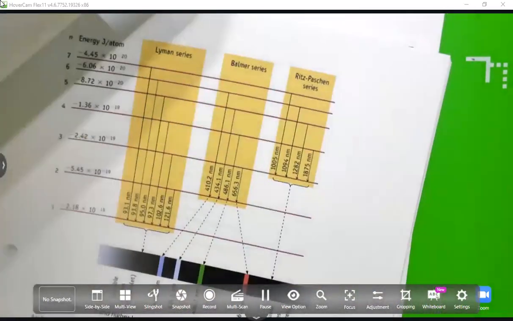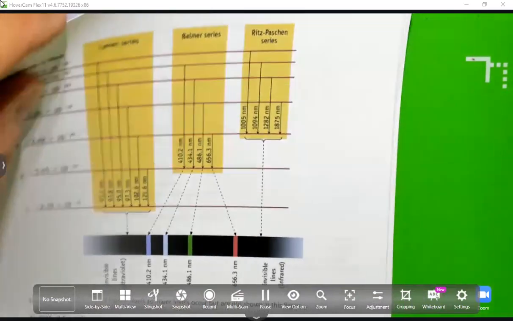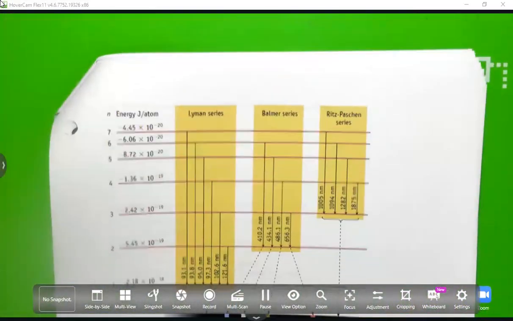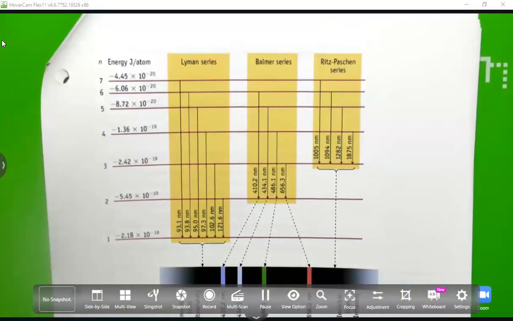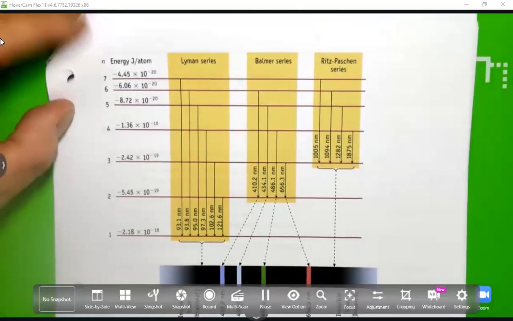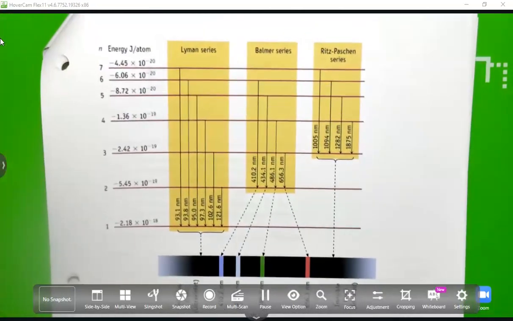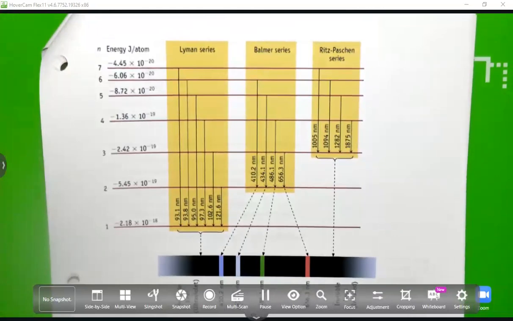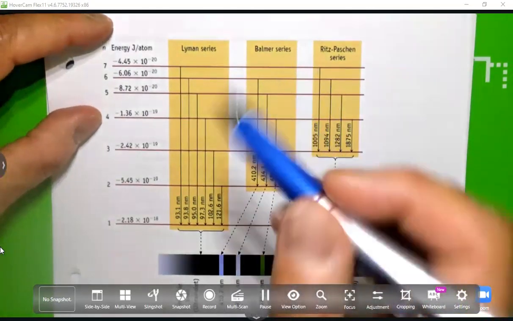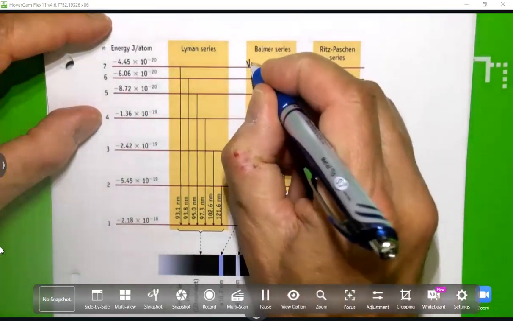And I want to show it right here on page 11. So on page 11, shows us that this is called the Balmer series. This is visible light.